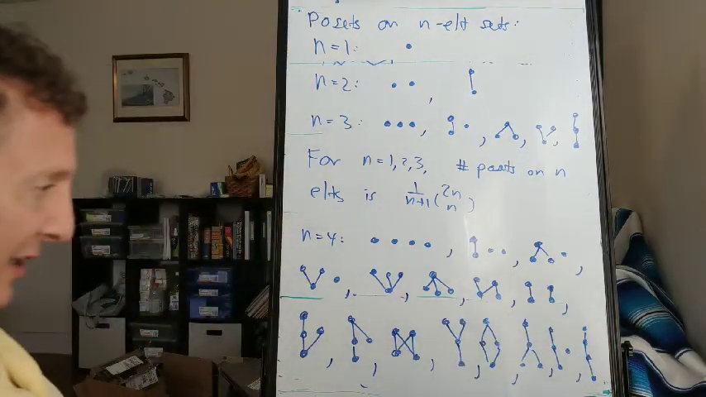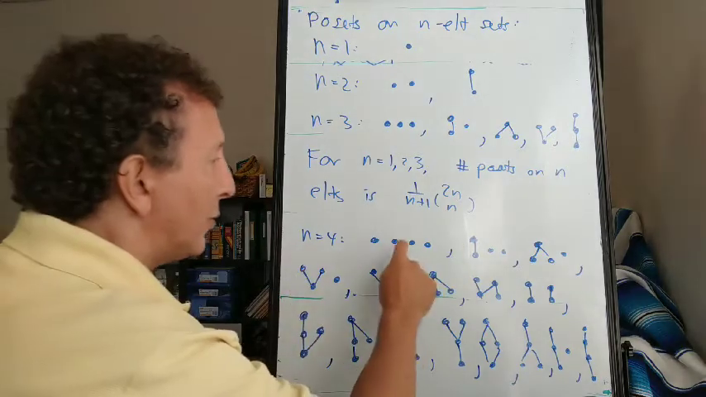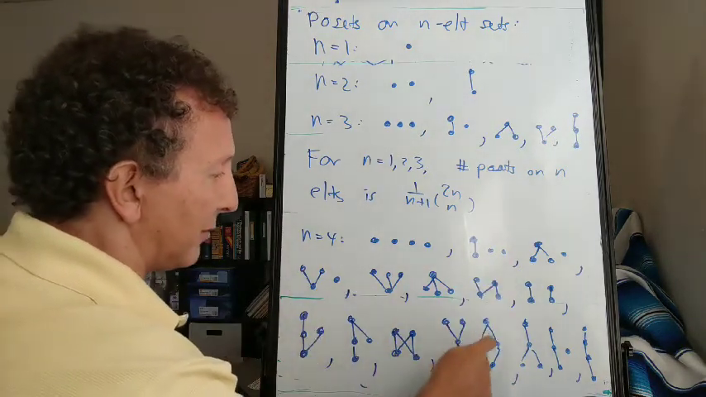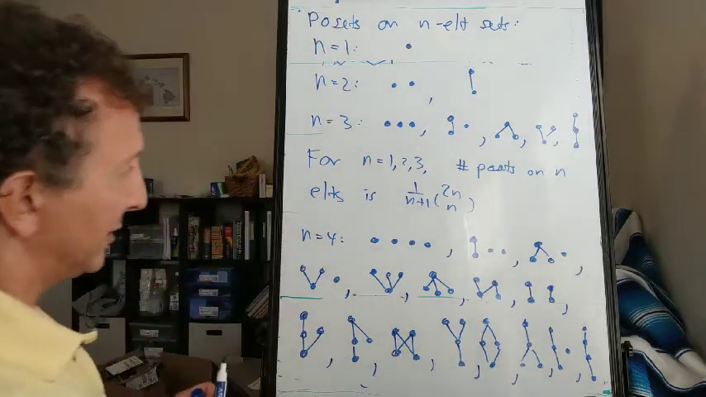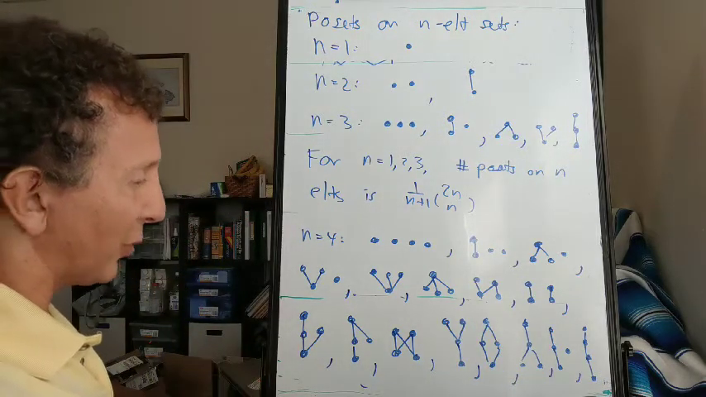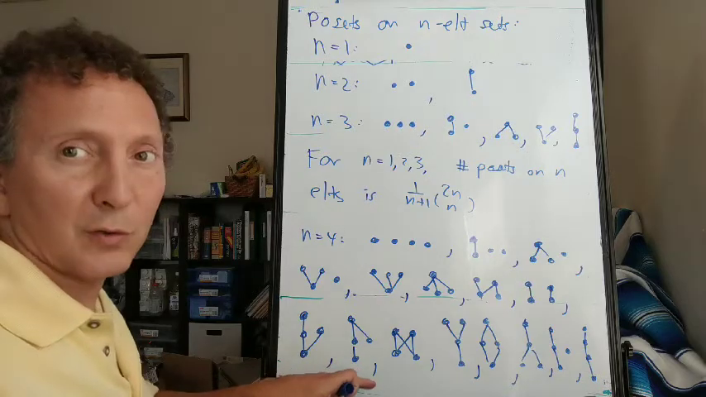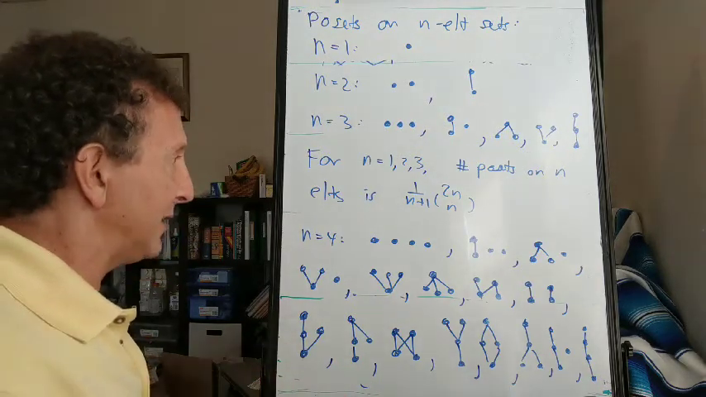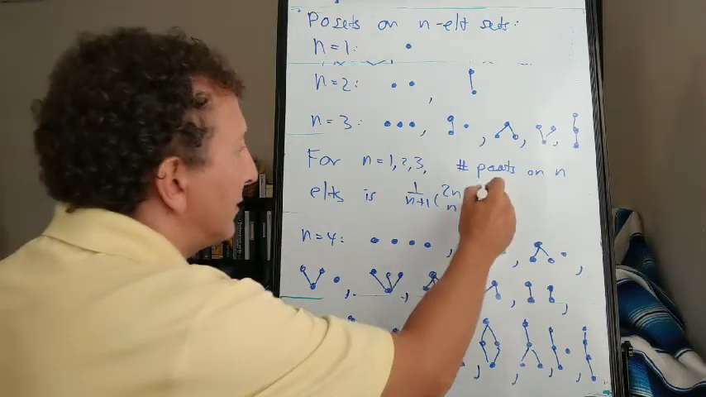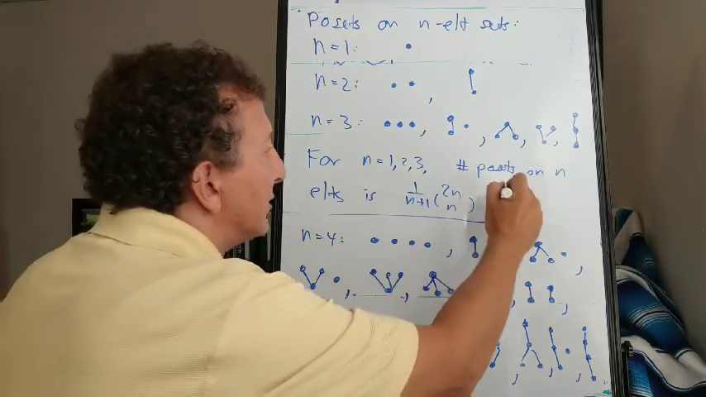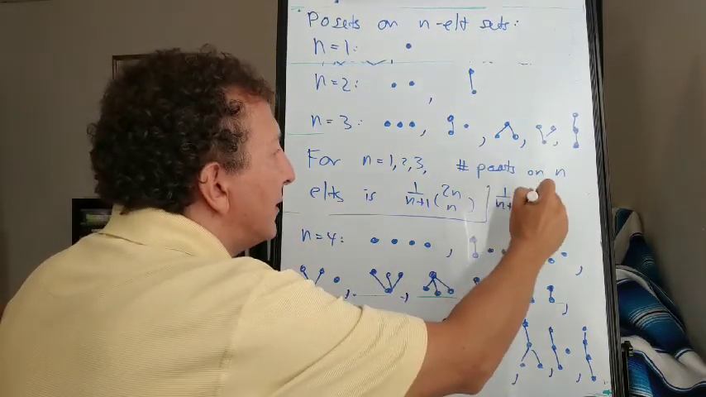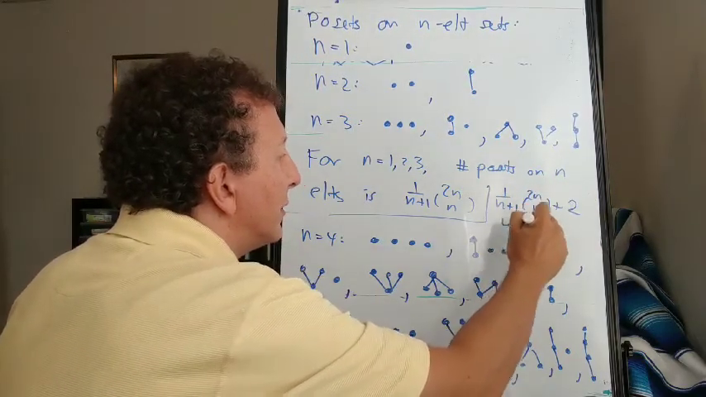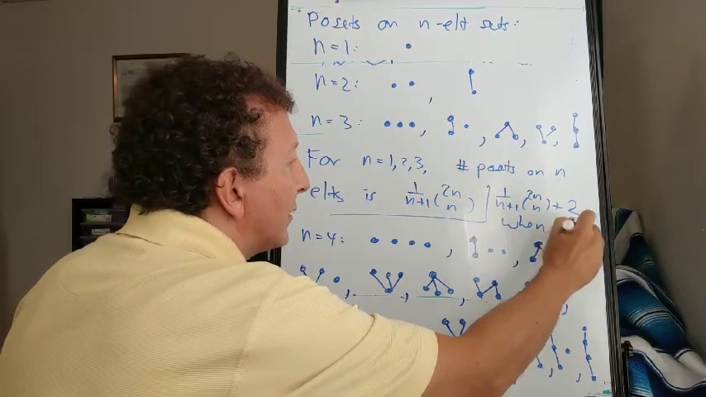Well, there should be 16. Let's see if I remembered all of them. 1, 2, 3, 4, 5, 6, 7, 8, 9, 10, 11, 12, 13, 14, 15, 16. That's good. Now the fourth Catalan number is 14. So we have 2 posets here more than a Catalan number. So 1 over n plus 1, 2n choose n, plus 2 when n equals 4.